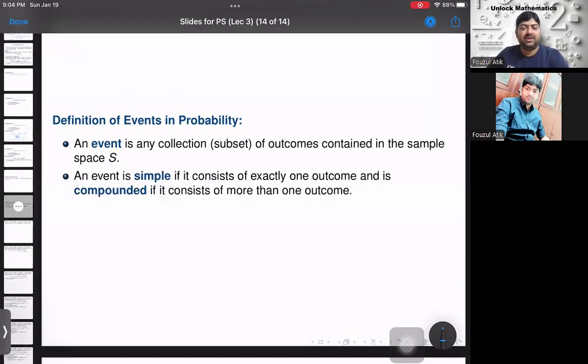An event is simple if it consists of exactly one outcome and is compound if it consists of more than one outcome. Again, there are two kinds of events we'll have. One is a simple event, another one is a compound event. We'll understand that through an example.